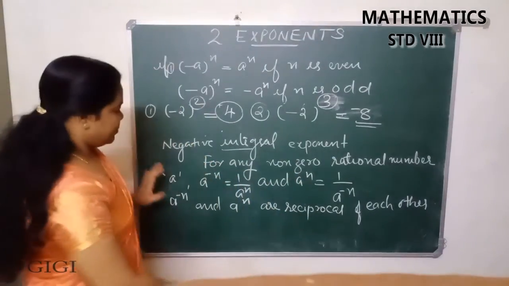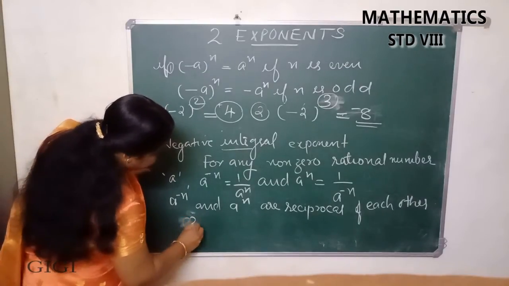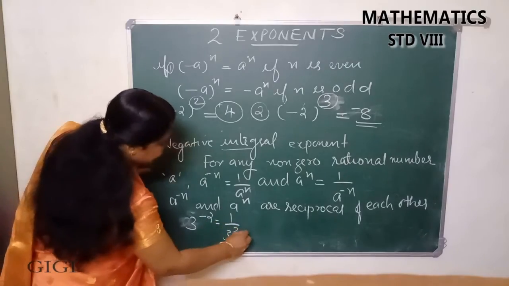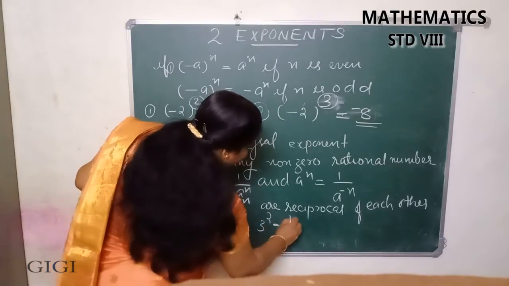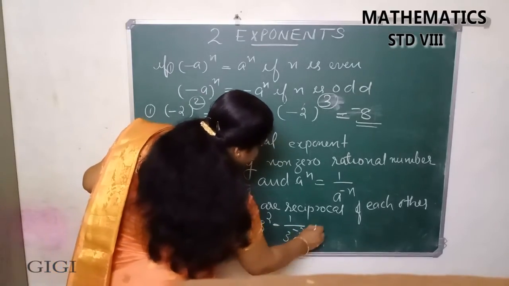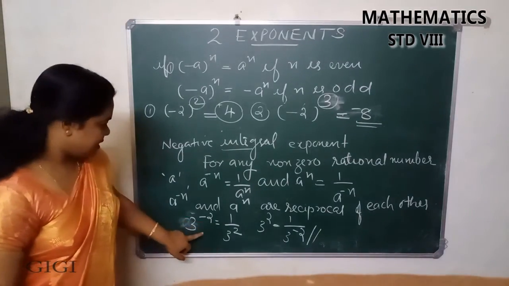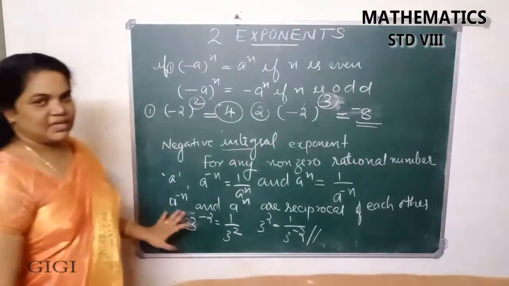For example, 3 raised to minus 2 is equal to 1 by 3 square, and 3 square is equal to 1 by 3 raised to minus 2. So 3 raised to minus 2 and 3 square are the reciprocals of each other.